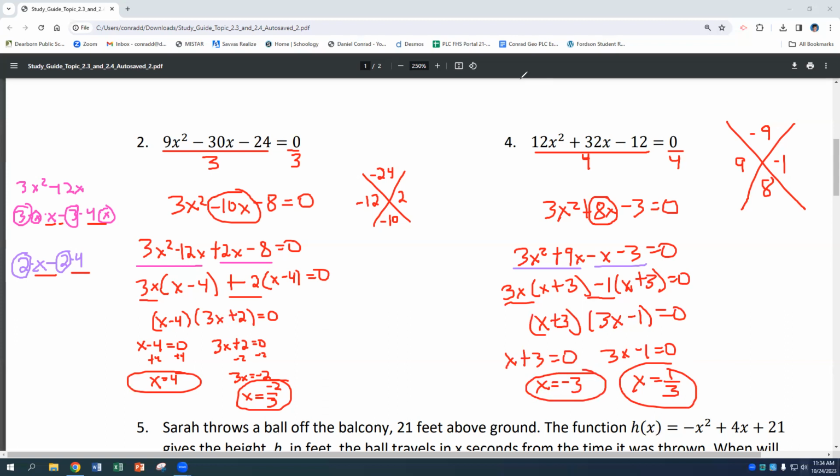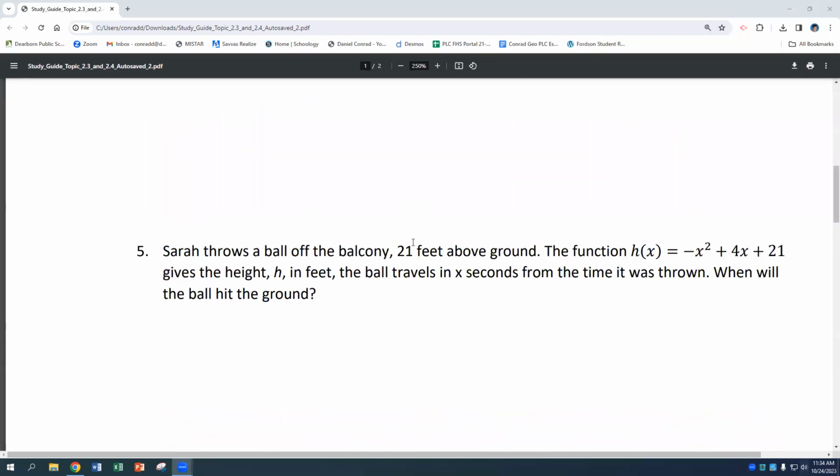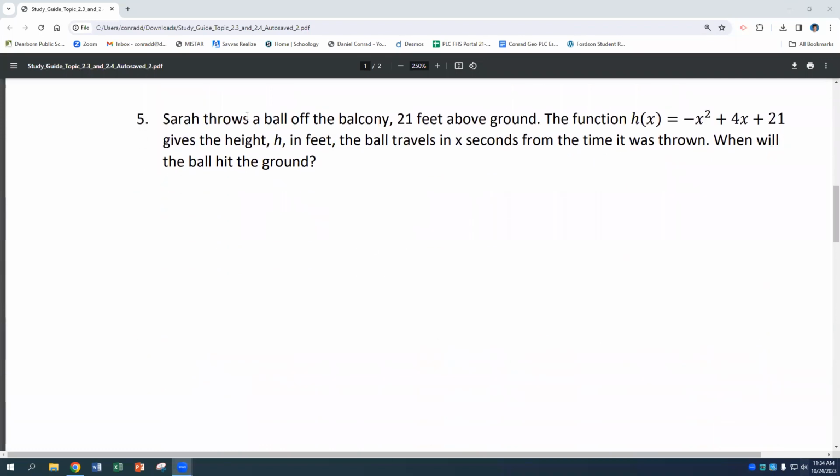Right, the next two are just the same thing with story problems, essentially. So let's look at them. Sarah throws a ball off a balcony 21 feet above the ground. The function h of x equals negative x squared plus 4x plus 21 gives the height of the ball, so this is the height, and x is going to be seconds. So this is h of t, and this is t. This is in seconds, this is in feet.